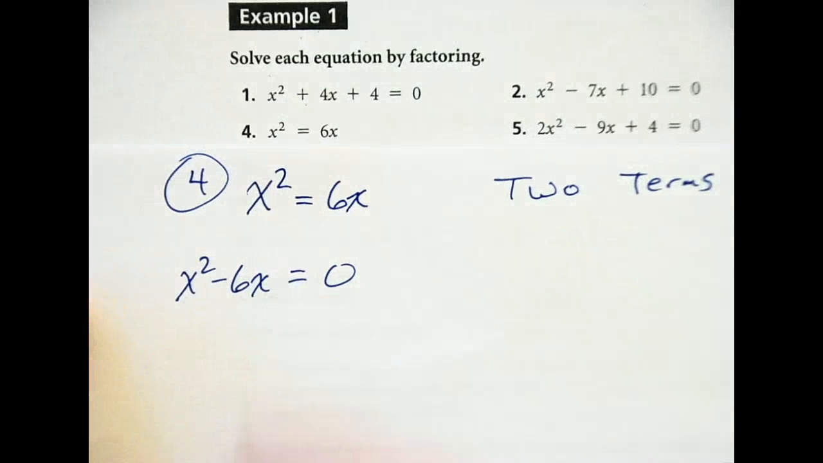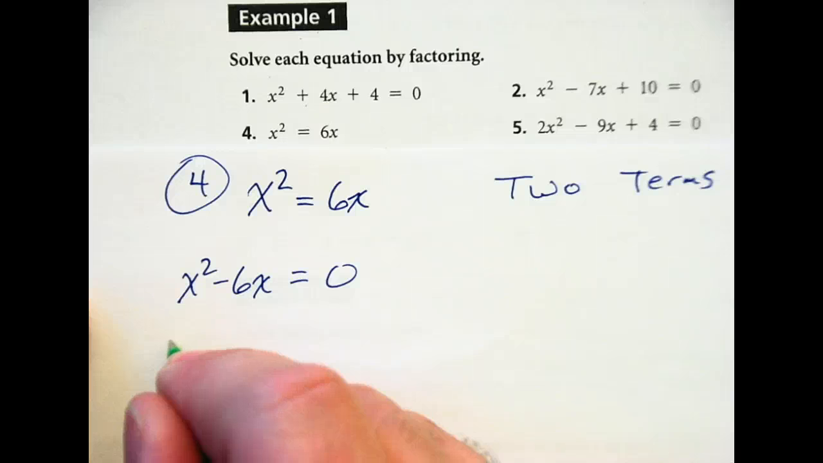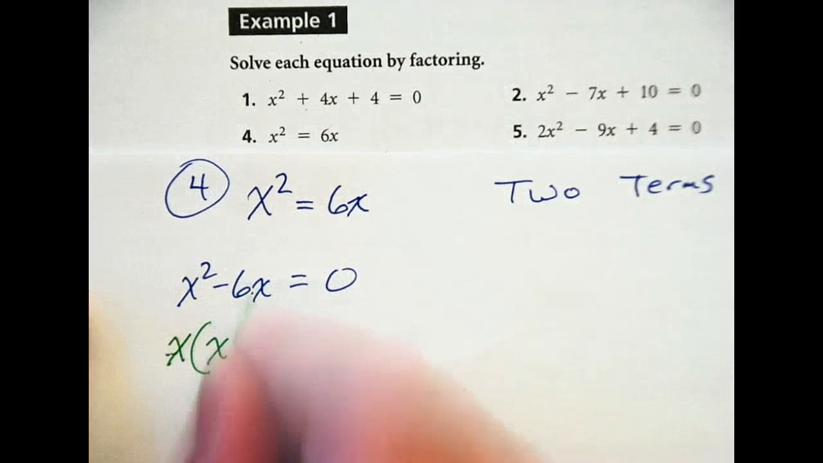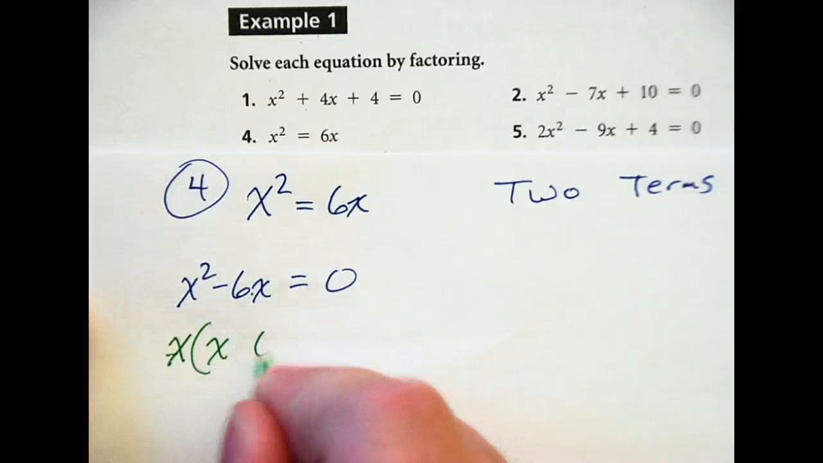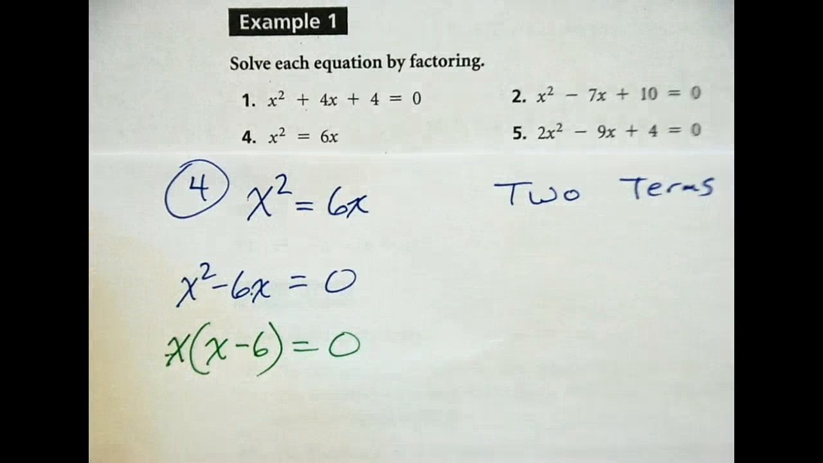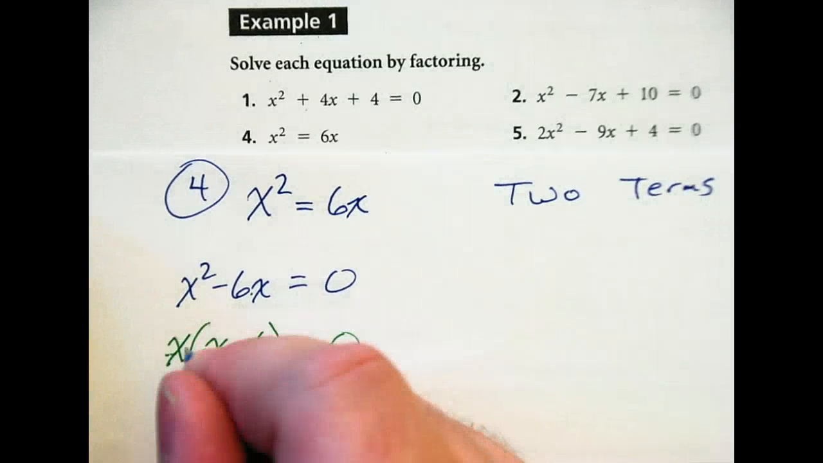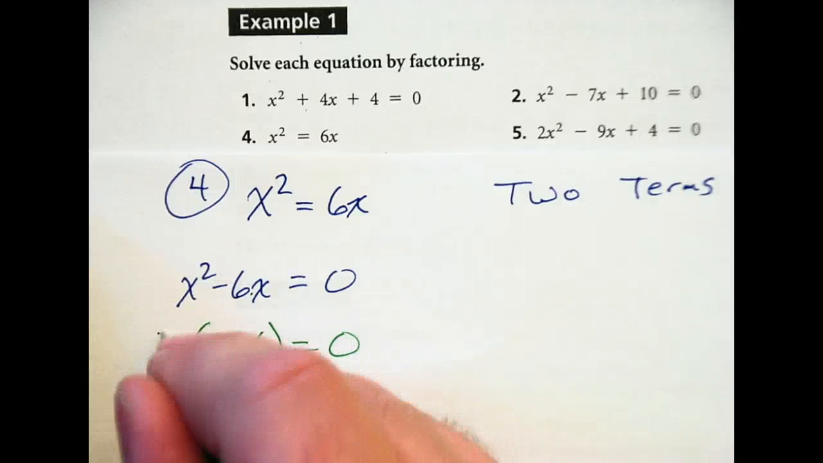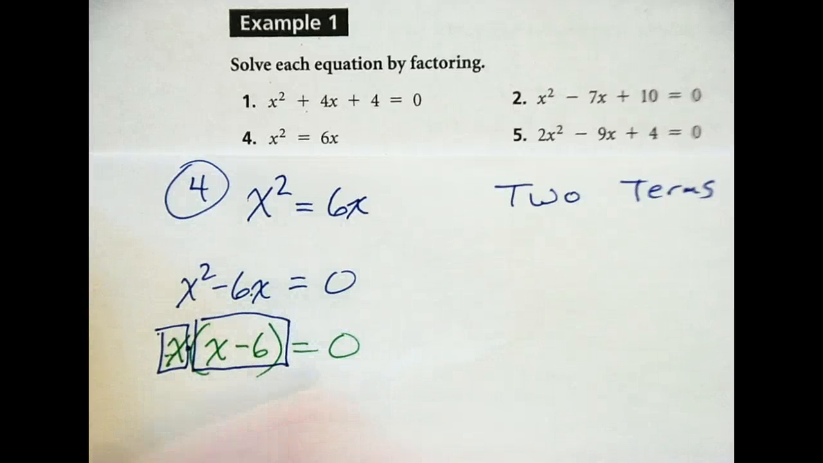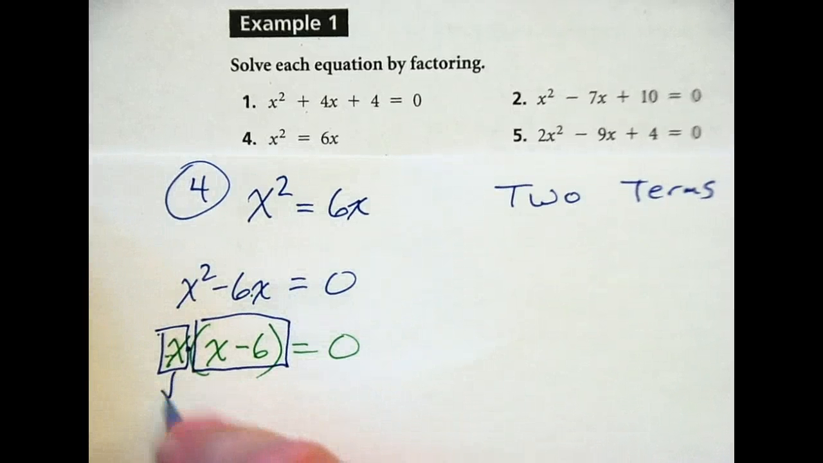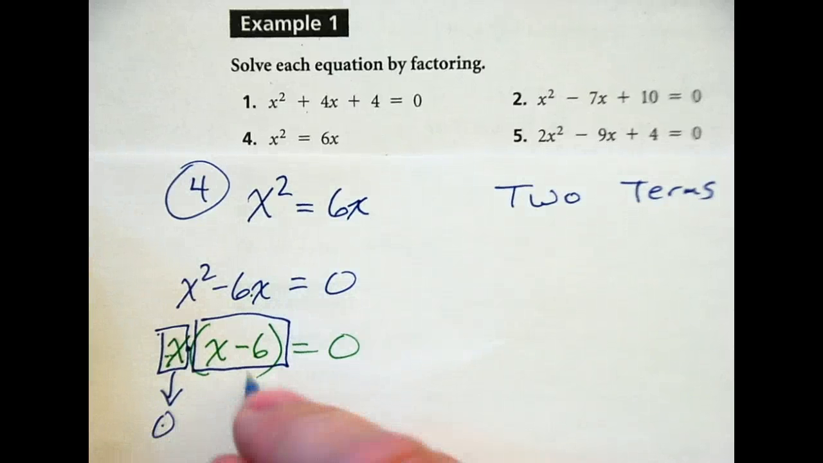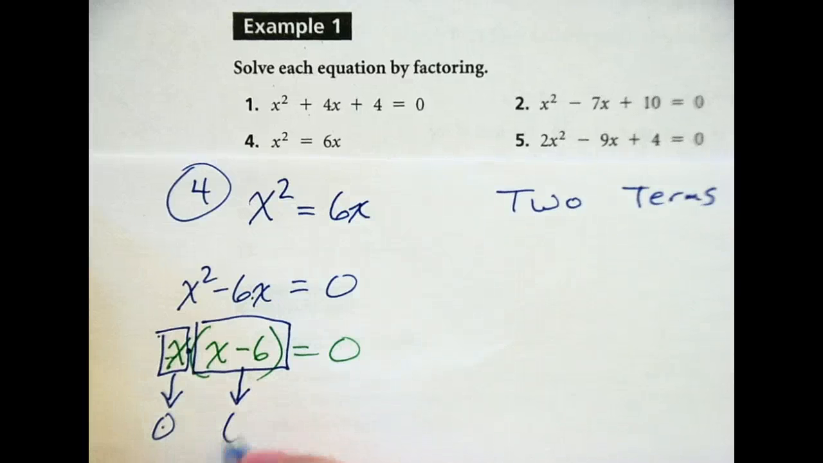What comes out of x squared and 6x? x. x times what is x squared? x. x times what is 6x? 6, and it's -6, right? Notice you're factored now. You love two terms, right? So that times that has to equal 0. That means one of these is 0. What makes x 0? 0. Not a trick question. And what makes x minus 6 equal 0? 6. Those are my solutions.